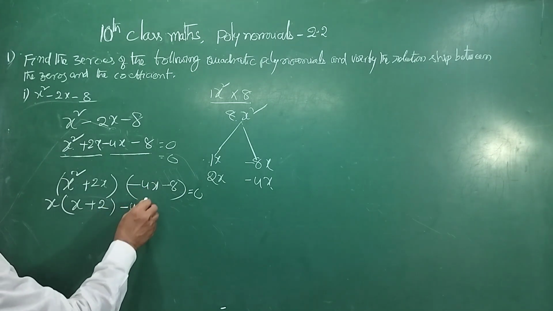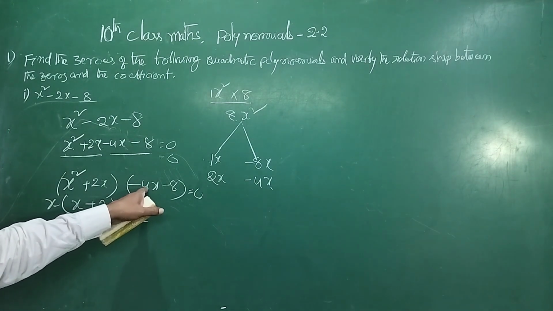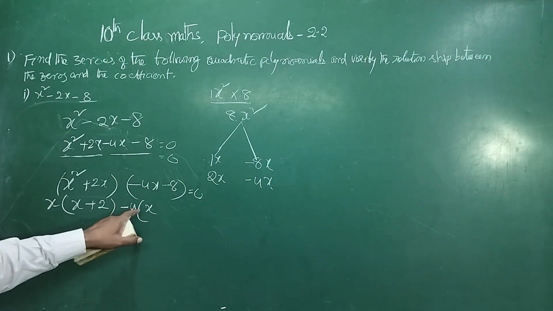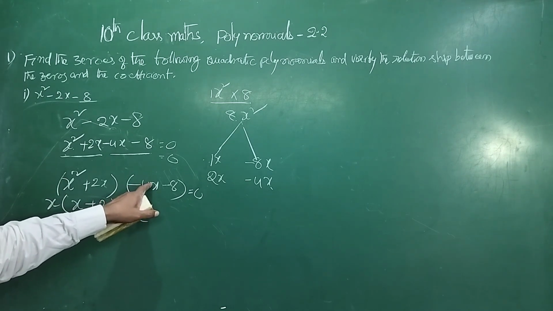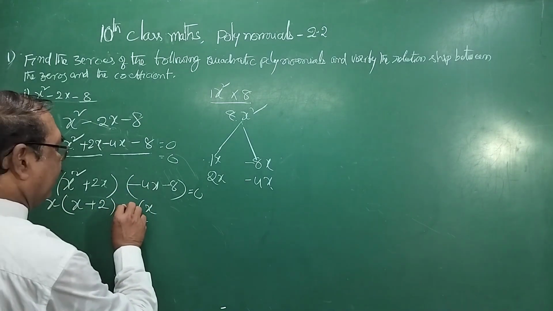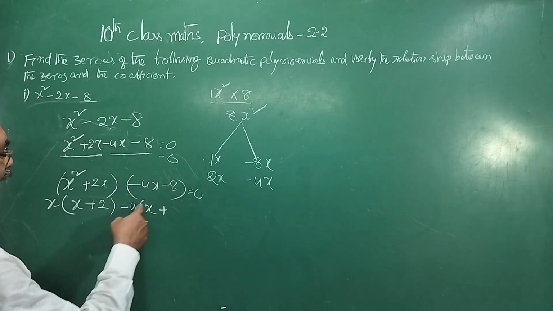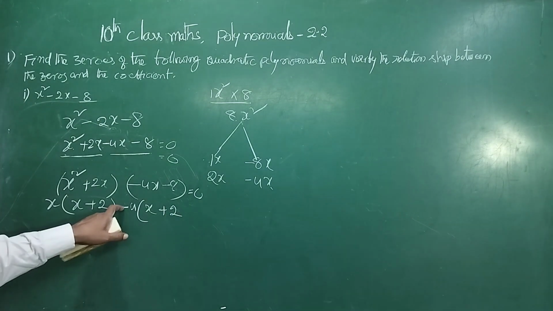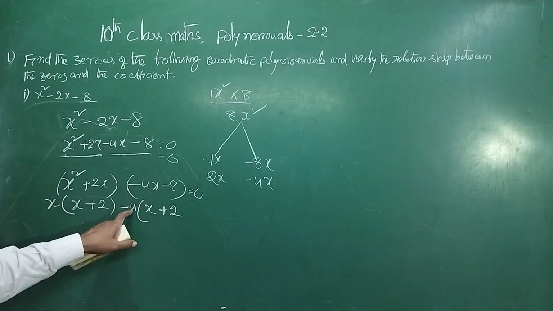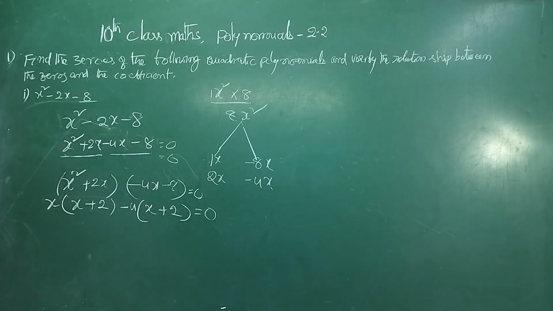Minus 4, what is there? X. When we multiply minus 4, we have to get minus 4 into x, 4x. Is it correct or not? Yes. Next, in 8, we bring out minus 4, 2 is there. Minus into plus, minus 4 twos are 8. Alright, equal to 0.